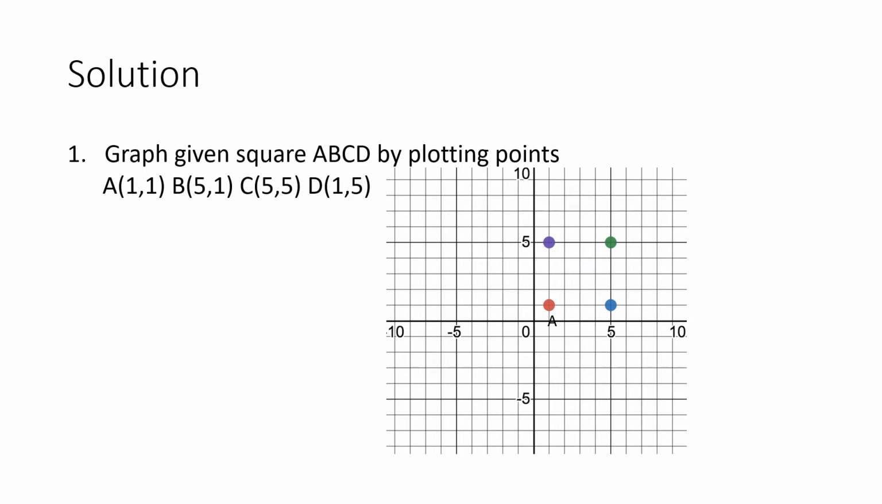So many students make mistakes. They confuse X and Y. The first one is X. The second one is Y. We go in the order. X comes first, then Y. X is the horizontal axis. Y is the vertical axis. This is our X. This is our Y.